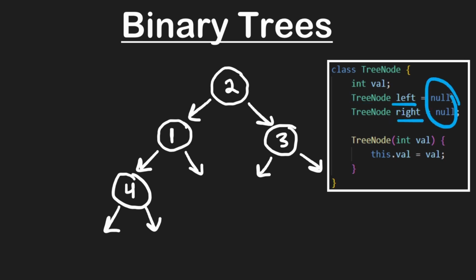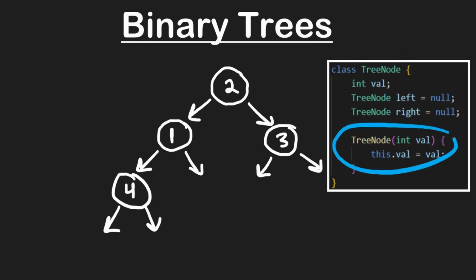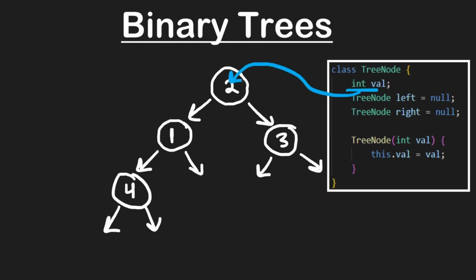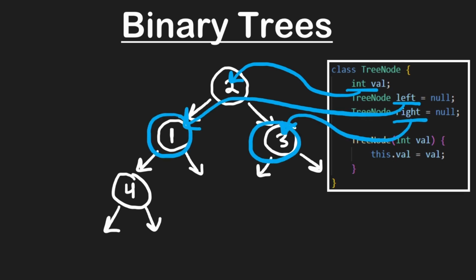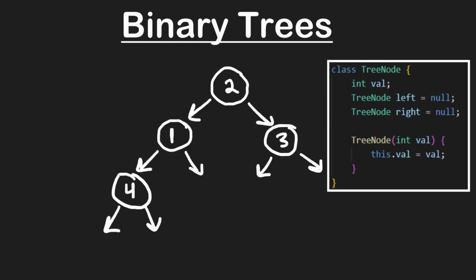Initially, they could be set to null. And to add a child node, you would simply reassign this to the child tree node. And generally, when you create a tree node, you want to, at the very least, initialize whatever the value happens to be. So the value for this tree node, of course, is 2. The left pointer is pointing at this node. The right pointer is pointing at this node. So now we have a decent understanding of the basics of binary trees.